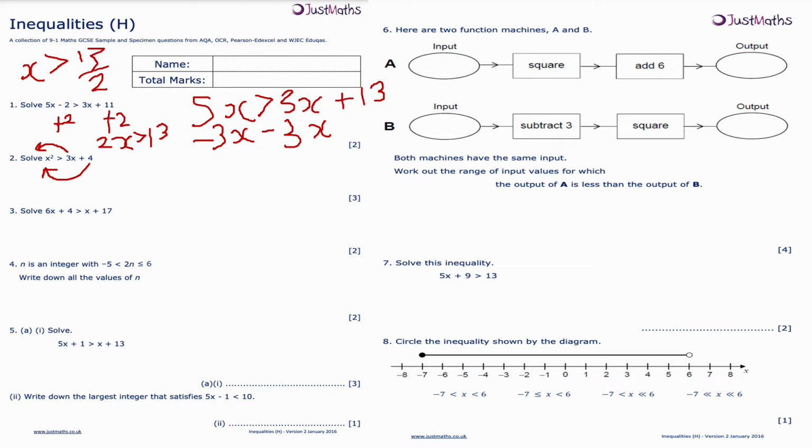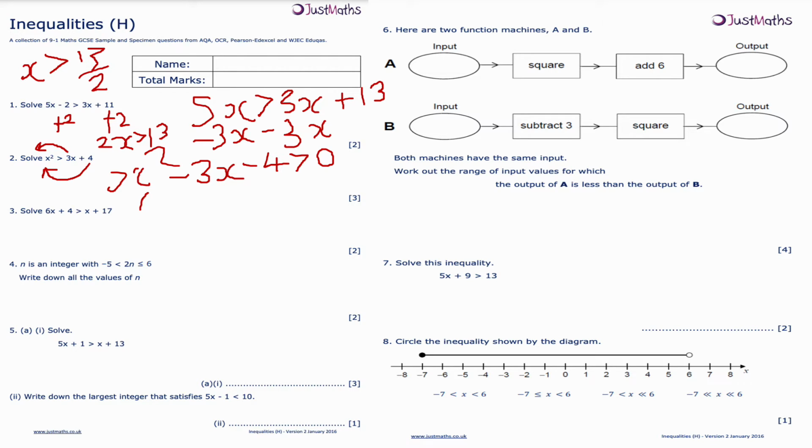So what I'm going to have here is x squared, subtract 3x, subtract 4, and that has to be greater than 0. I'm treating this the same way I do with a quadratic. So it's always bringing it over so I have the greater than 0, greater than or equal to 0, less than 0, or less than or equal to 0.